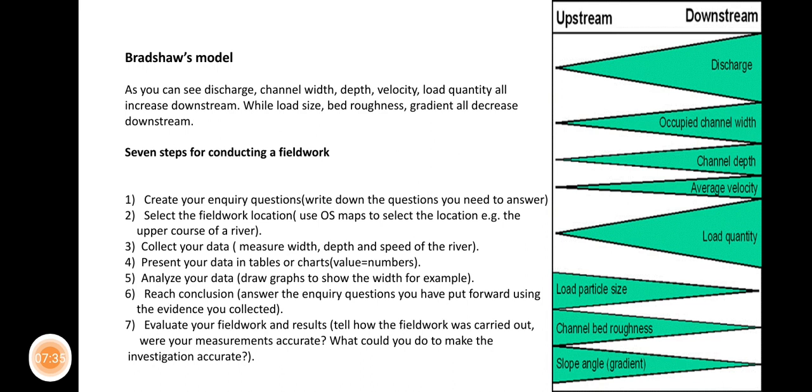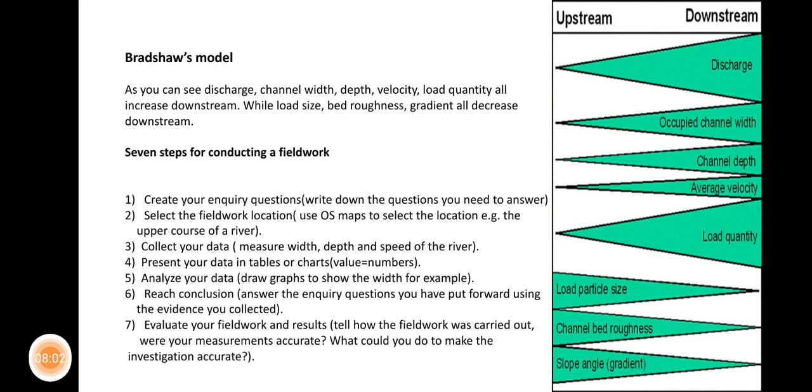The 7 steps of conducting a field work. To actually test Bradshaw's model, geographers have to put these theories into practice in real life. And by doing this, you need to go on a field work. So let's take a look at the steps geographers follow to do their field work. We have 7 steps.